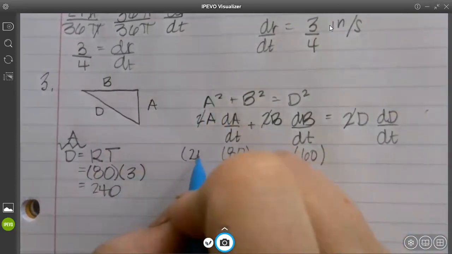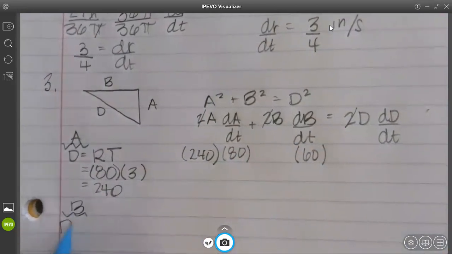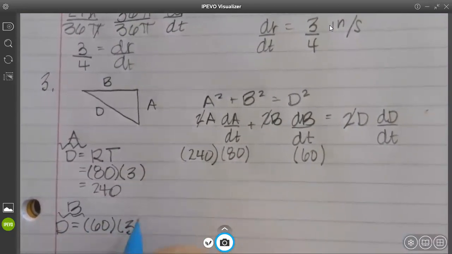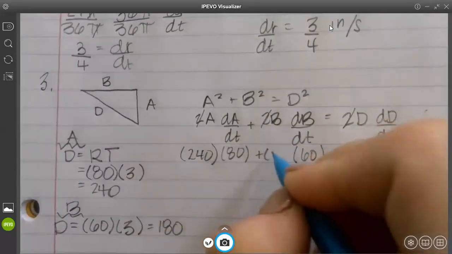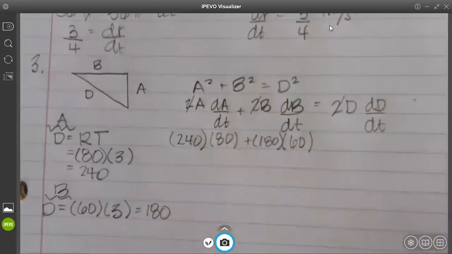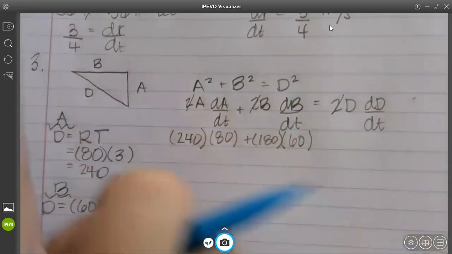So now I can put this here. You're going to do the same thing with B. What's your rate? Times hours, which gives you 180. Well, then I still need to find D. How do I do that? I have A is 240 and B is 180.